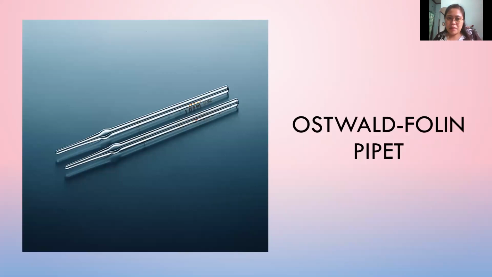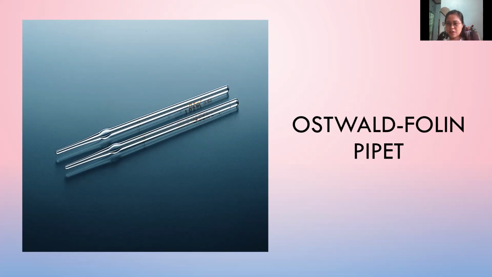Though it also has a bulb just like the volumetric pipette, their appearance is not the same. Now, what is the Ostwald-Folin pipette for, class? Another name for the Ostwald-Folin pipette is the blood pipette. Okay? It is used as a pipette for blood chemistry because its purpose is to deliver fluids that are viscous, just like blood. But it is not exclusive to blood.